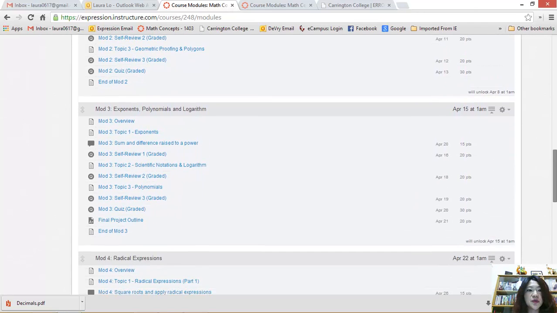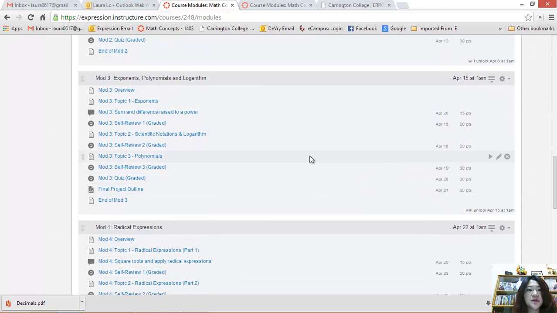For Module 3 we will talk about exponent, polynomial, and logarithm. We also have the second ground meeting due in Module 3, in the week of April 15. And the final project outline is also due in this module week.